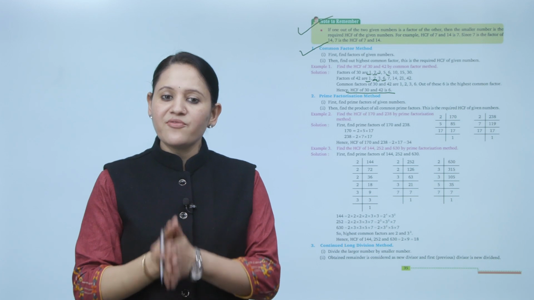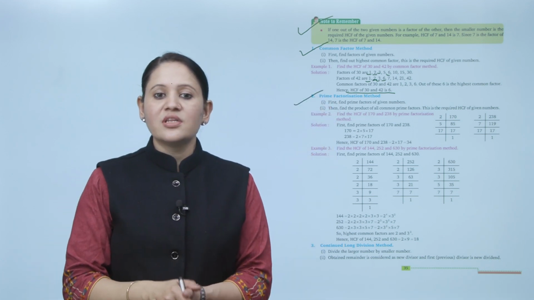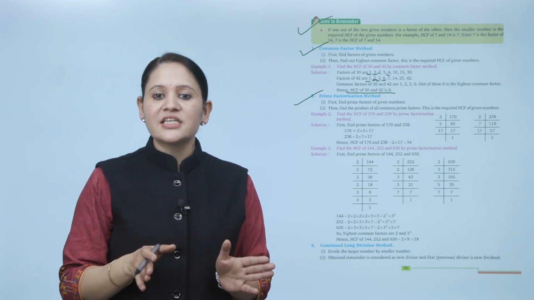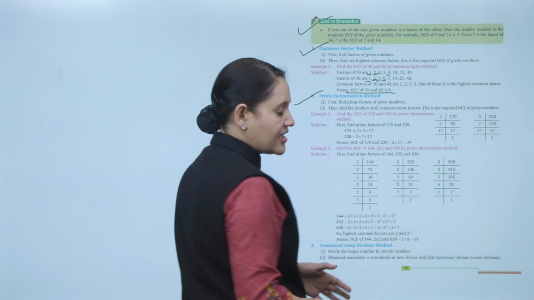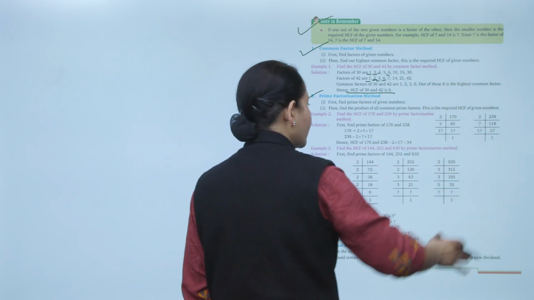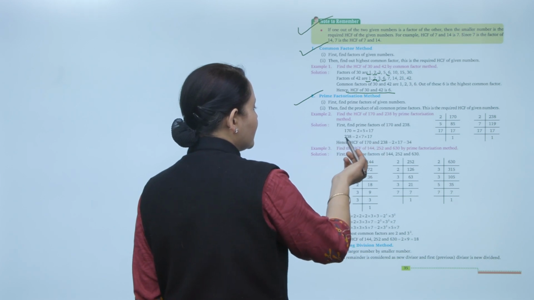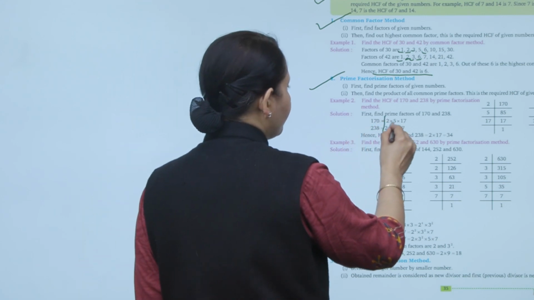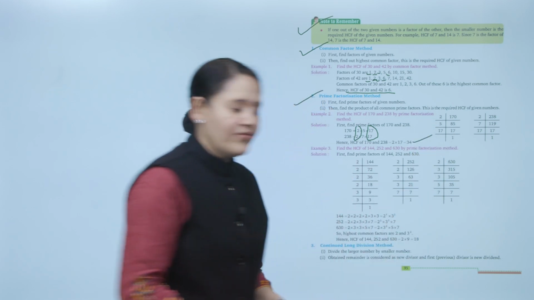Clear? Next method is the prime factorization method. First find out the prime factors of the given numbers, then find the product of all common prime factors. This is the required HCF of the given numbers. Like here, first we'll do the prime factorization of the given numbers. So here is the prime factorization of 170 and this is 238. So 170 is 2 into 5 into 17, 238 is 2 into 7 into 17. So what will the HCF be? Common factors are 2 and 17. So the HCF is 34.